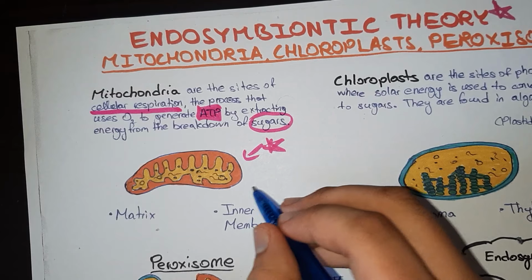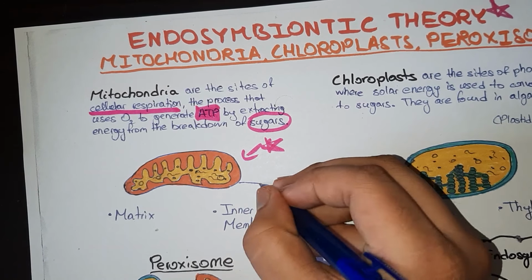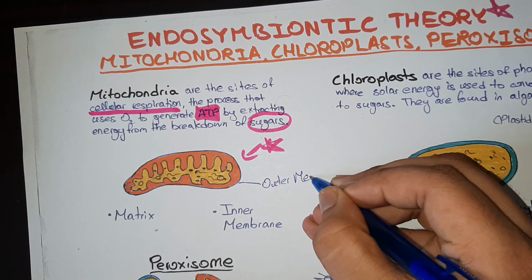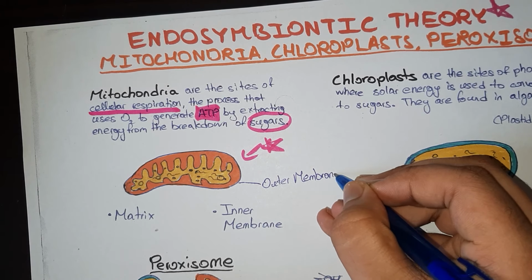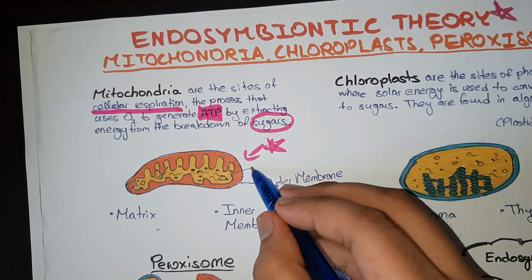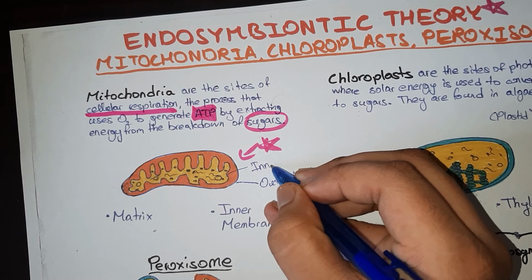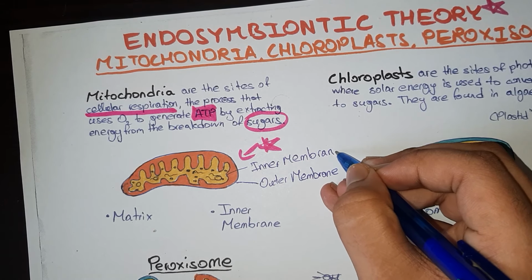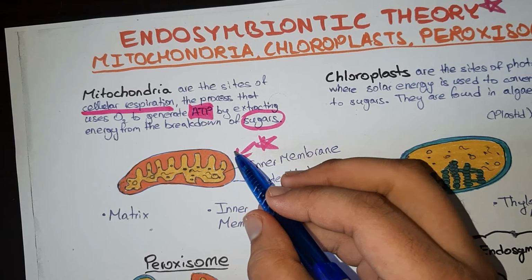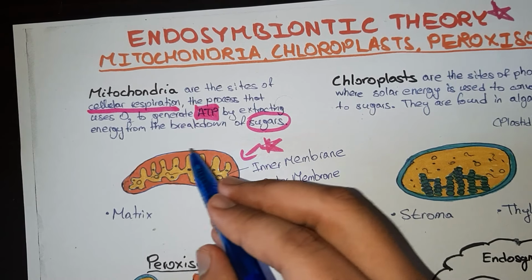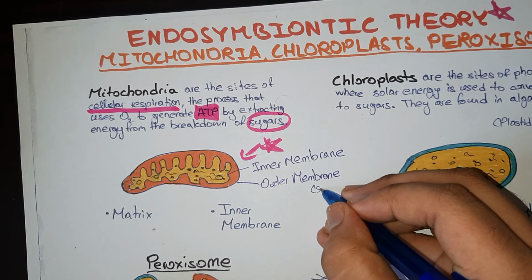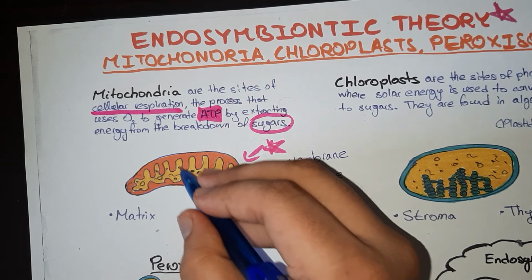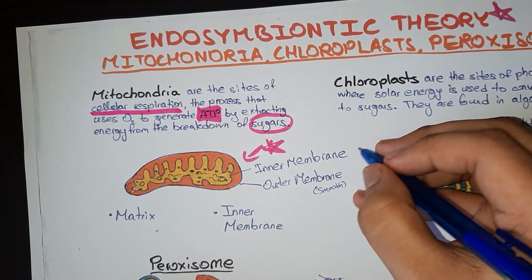The first important thing is that there are two membranes. First is the outer membrane, and second we have the inner membrane. The space in orange here is the space between the membranes. The outer membrane is actually very smooth and the inner membrane is very convoluted. It has a high surface area to volume ratio.